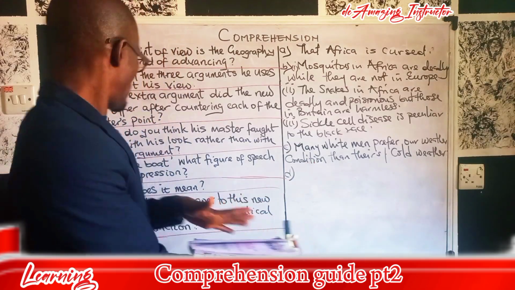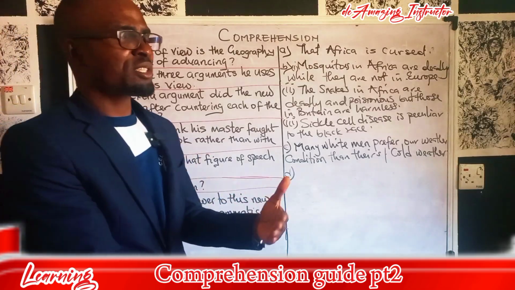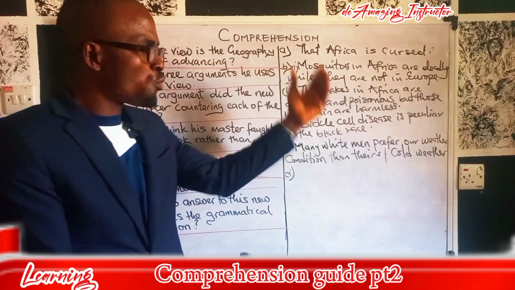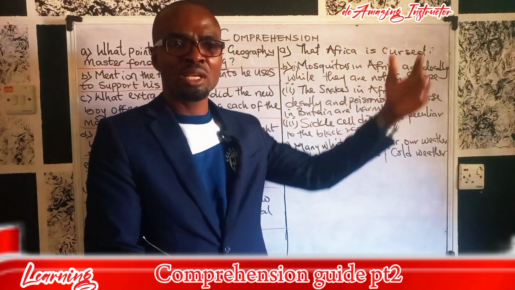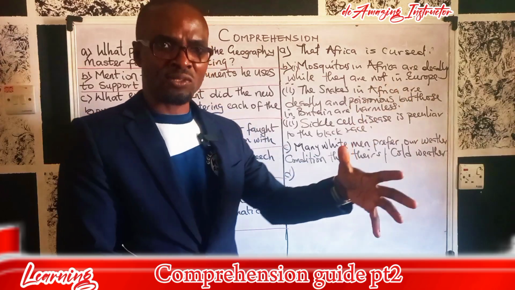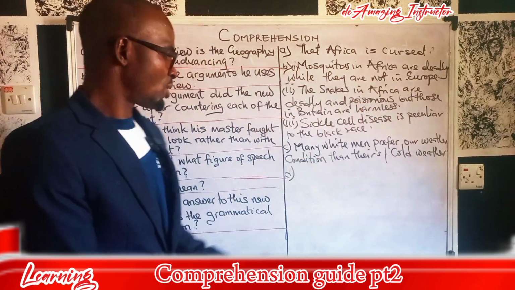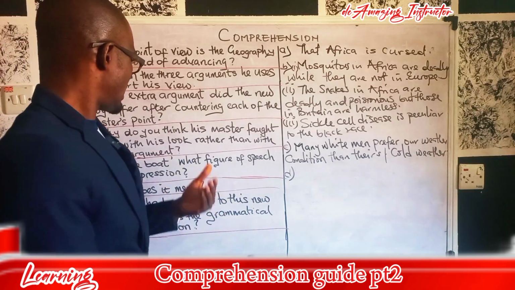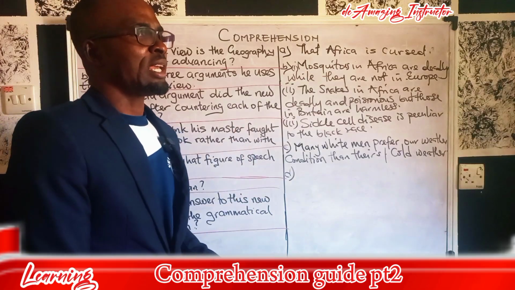Why it couldn't, or why the master fought back with his look, you were able to suppose and interpret from the way the lines are joined. So you have to look at the connectivity among those lines. That will give you a direct answer to the question: why do you think his master fought back with his look rather than with further argument?